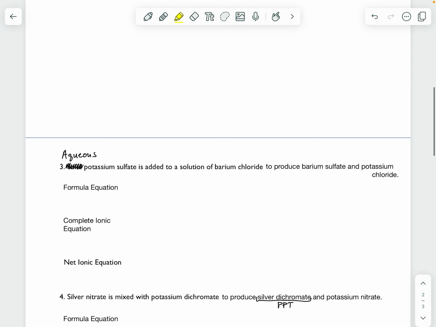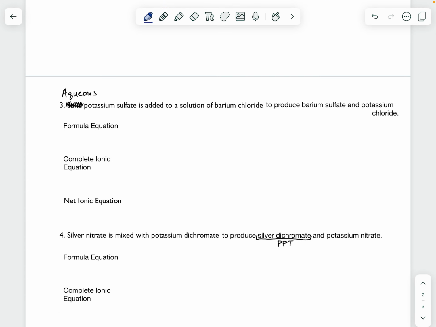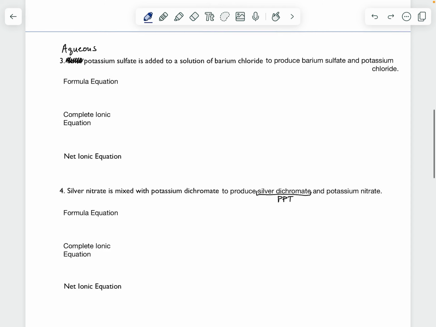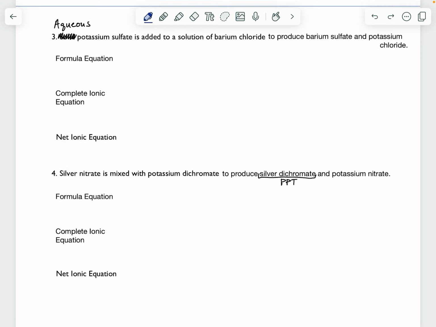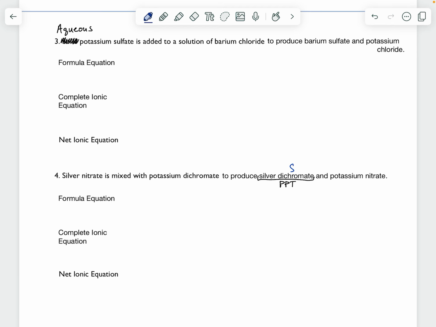Hopefully that helps. And just note that I did make some changes here. If you didn't have these changes, just make sure dichromate, we don't have rules for that. So I just told you that is the precipitate. So this is solid when you go through.